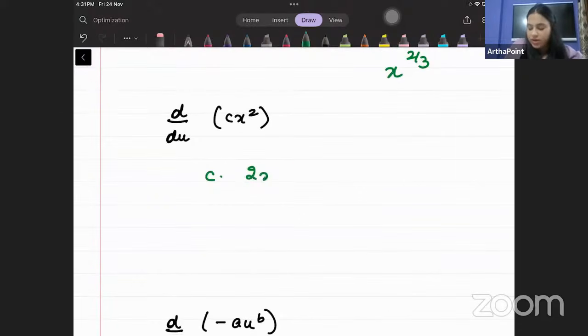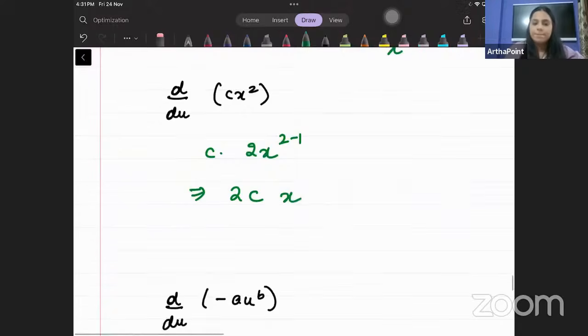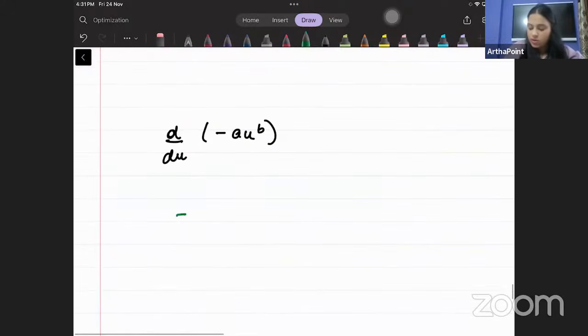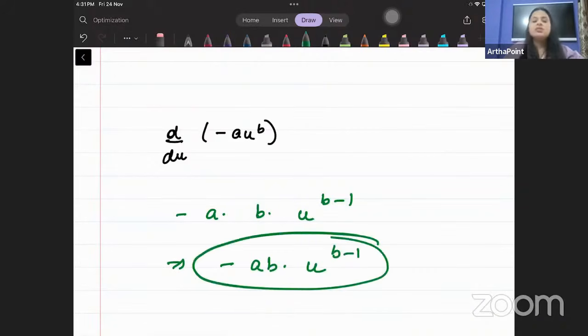Power will come down. Power will reduce by 1. So 2 into c is 2c into x. Look at the next one. Power will come down. Power will reduce by 1. So minus ab into u to the power b minus 1.